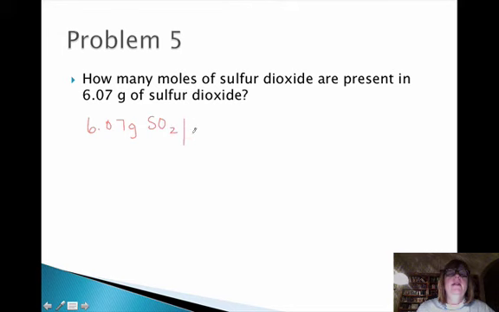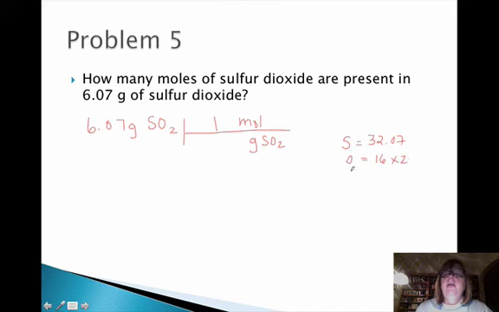And they want moles. So grams of SO2 go down here. Moles goes in the numerator, 1 mole. We're going to have to get the molar mass of SO2. So we'll go to our periodic table, and sulfur is 32.07. And oxygen is 16 times 2, because we have 2 of them. When we add that all together, sulfur dioxide has a molar mass of 64.07 grams per 1 mole. Keep that number, 64.07, where the grams is.